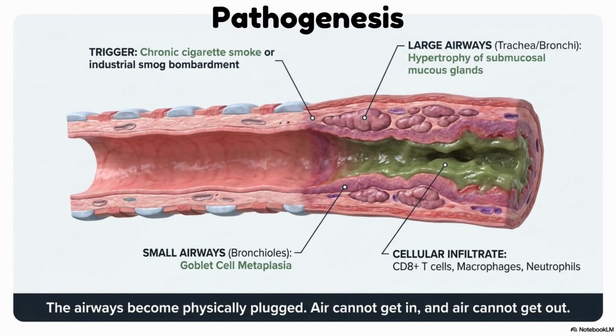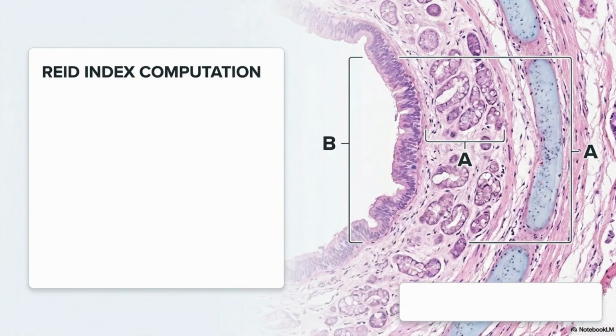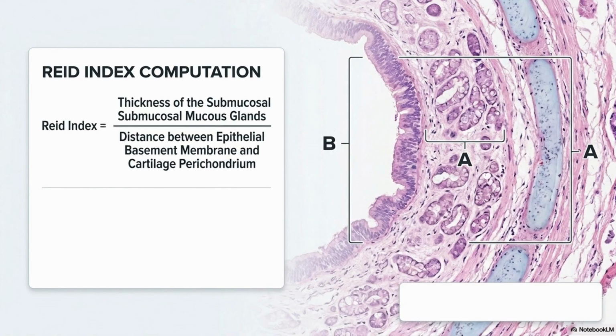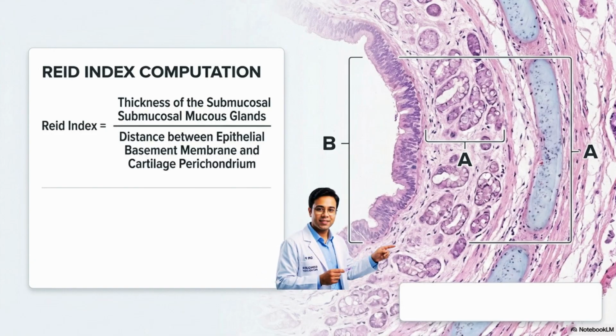To quantify this under the microscope, we use the Reed index computation. The Reed index is equal to the thickness of the submucosal mucous glands divided by the distance between the epithelial basement membrane and the cartilage perichondrium. Look at the histopathology slide. It is measurement B divided by measurement A.